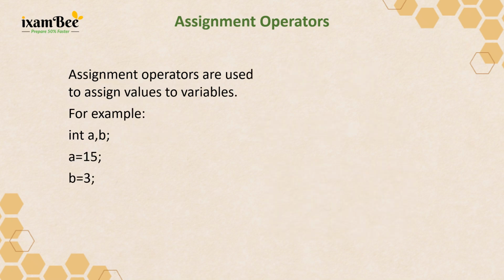Let us now look into assignment operators. These are used to assign values to variables. In this example, we have two variables A and B of the integer type. A is assigned the value of 15 and B is assigned the value of 3 with the assignment operator. So A gets value 15 and B gets value 3.